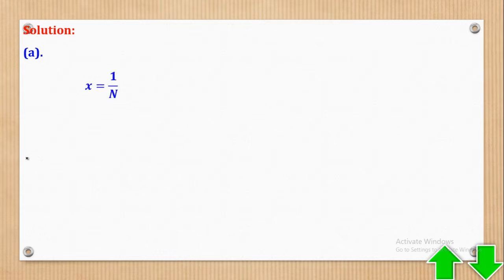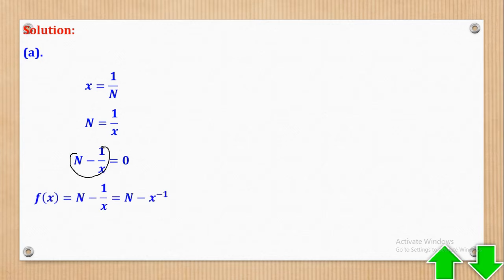So reciprocal means that x is equal to 1 over N. Then after that we shall take the reciprocal on both sides. That means that this one becomes 1 over x and this one becomes capital N. Then take everything on one side to come up with N minus 1 over x equal to 0. Because it is equal to 0, it means that this is our f(x). So you say that f(x) is equal to that, which is the same as this based on laws of indices. Then we differentiate to come up with that, because differentiating a constant is 0 and differentiating this gives you that.